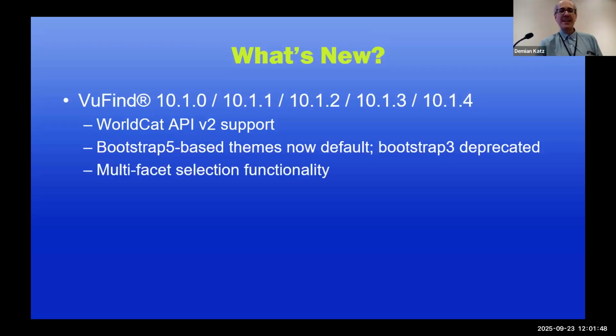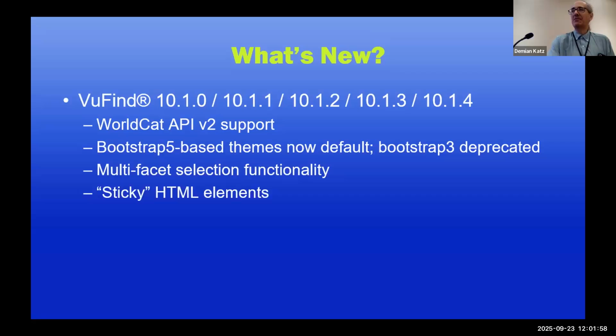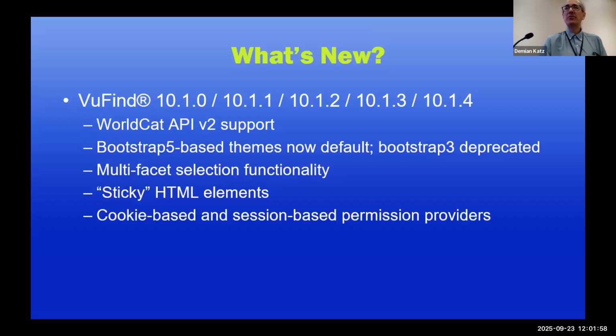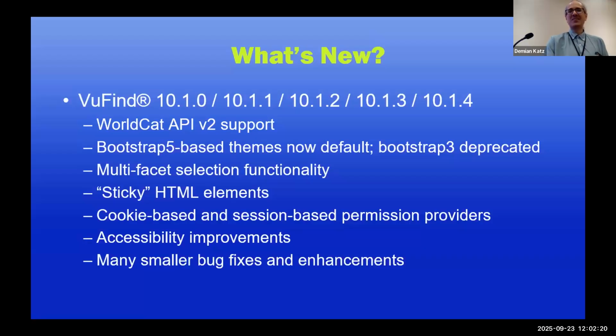We added multi-facet selection functionality, so users can now apply multiple facets and submit with a button if you turn on this optional feature. We added the ability to configure sticky HTML elements, so if you want something like a persistently floating search bar, you can turn that on. We added some new permission providers so that you can tie functionality within VuFind to things like special URLs or special cookies. And as always, we improved accessibility, fixed bugs, added new config settings, all of that.